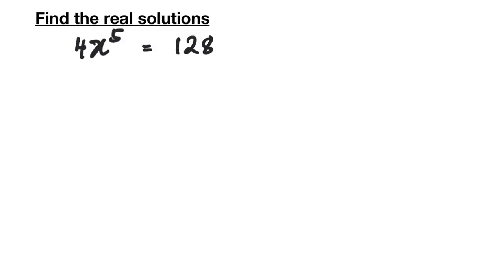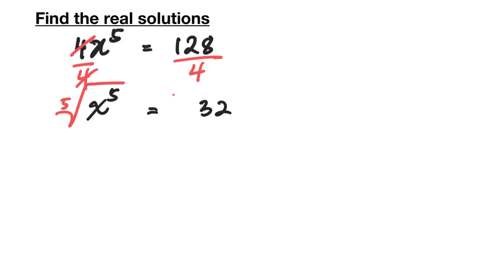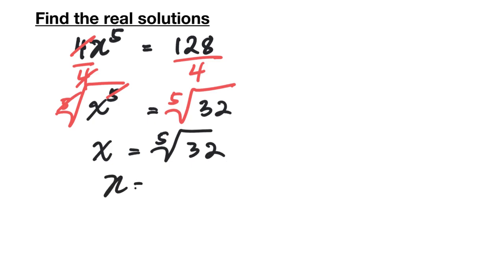So let's find the real solutions of this equation. First step, we're going to divide both sides by 4. So what is left in here is just going to be x raised to 5 is equal to 32. Then we're going to raise both sides to the fifth root. So this is going to be cancelled out, and what is left in here is only the x, and in here is going to be the fifth root of 32. Now what is the fifth root of 32? The fifth root of 32 is 2. That means you're going to multiply 2 five times and you're going to get 32.